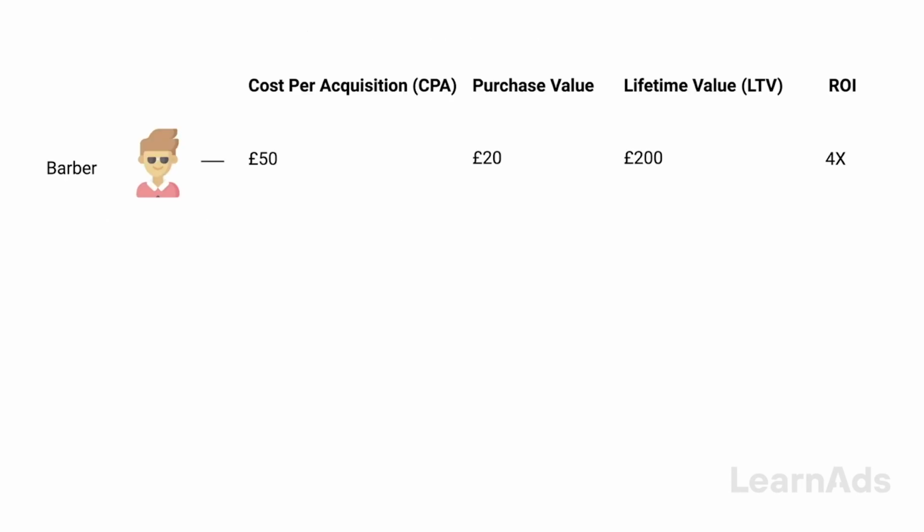Now, to explain this concept, I want to run through a couple of different business industries and how lifetime value affects those businesses when they are advertising online. So let's start with a barbershop, and let's say their cost per acquisition, so their cost to acquire a new customer, is £50 on Facebook ads. And the purchase value, so the front end value, is £20. It's around a £20 haircut. But if we just consider the purchase value, then this barbershop has lost £30 on the front end, because they've spent £50 to get a £20 purchase.